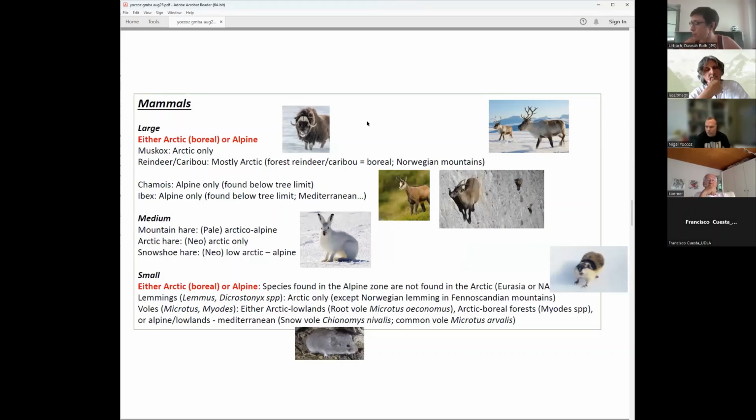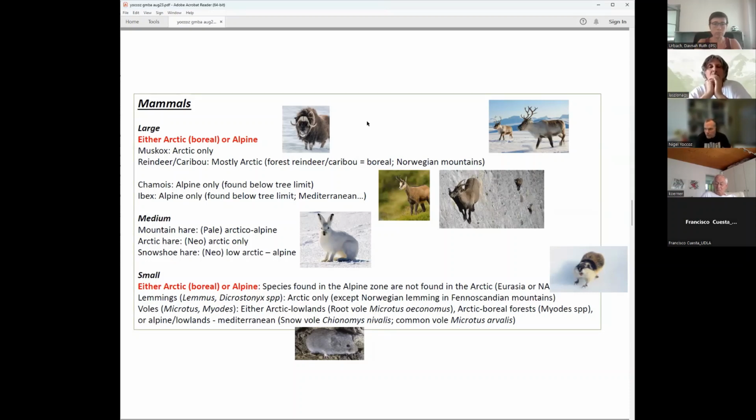Now, if I move to mammals. Here I put a list of mammals depending on the size. If you look at large mammals, species are either Arctic or alpine. If you think about typical Arctic species like the muskox or the reindeer, you don't find them further south in the mountains, except again for some specific cases, like for example the wild reindeer in Norway. But again, in this case, you have this kind of continuity with the Arctic, but you don't have them further south, like for example in the Rockies or in the Alps.